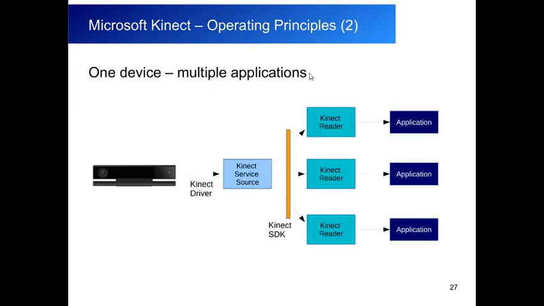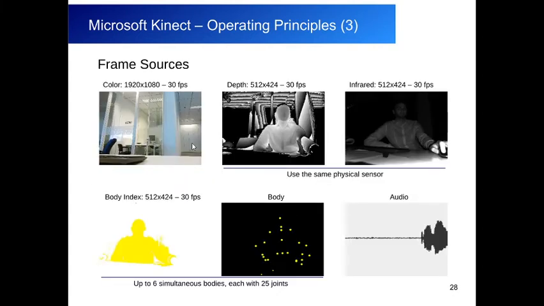The interesting thing you can do here is that you can connect the Kinect by means of a server. So there's a service that is connecting to the physical device, and every Kinect reader connects to the service. So many applications have the possibility of reading the information from one single connected source by means of the Kinect SDK, which is the intermediate layer. So these are examples of the frame sources that you can have.